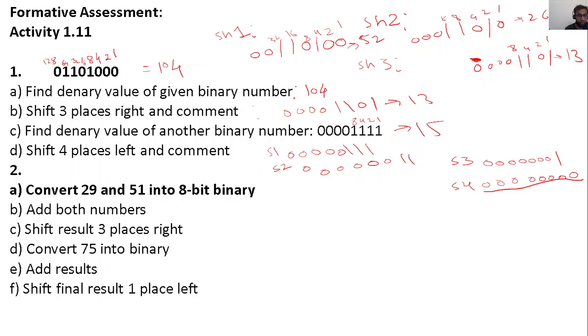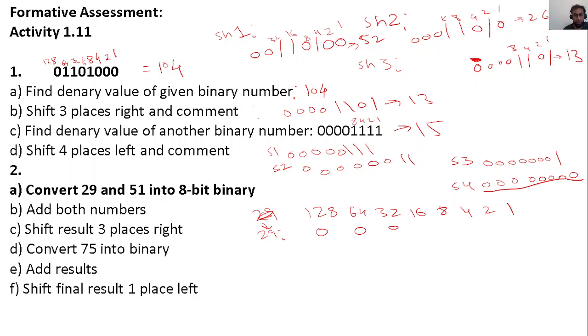Now the next question is asking to convert 29 and 51 into 8-bit binary. Let's first convert 29 to 8-bit binary. We look for the closest number smaller than it. Let's write down the table: 128, 64, 32, 16, 8, 4, 2, 1. The number we have is 29. 128 is of course too far from it. 32 is greater than it, so we will put 0 there.